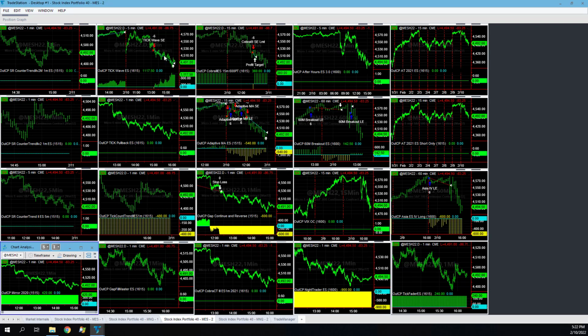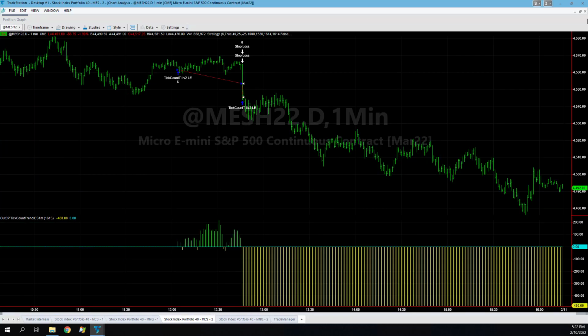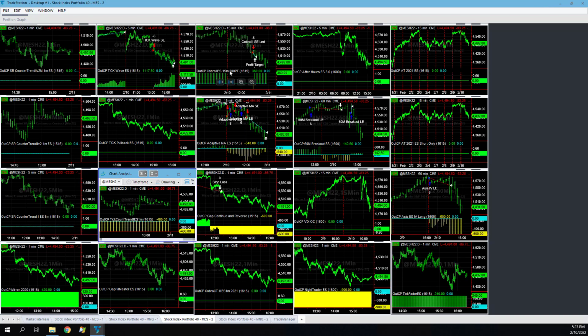Tick wave, nice short into the close. Tick count trend, took the counter trend trade and lost on the day. On the long side, we had a lot of strategies going long and short. Cobra 3, E-mini S&P hit its profit target, very small profit target right there. Adaptive moving average, chopped up early, tricky tape, such a strong dip buy at the open and then a sell off into the close, but it got that last move right and got some of those losses back.